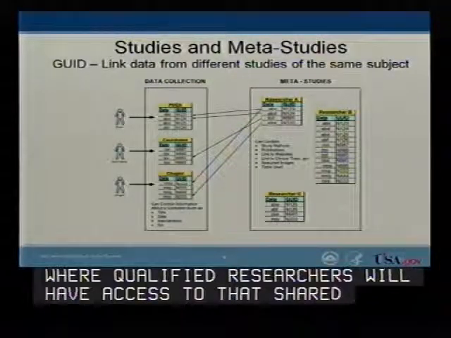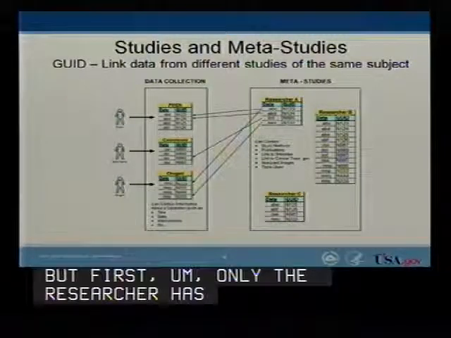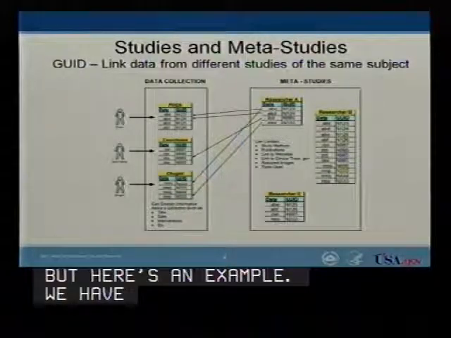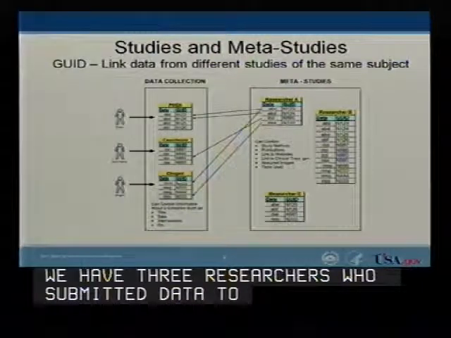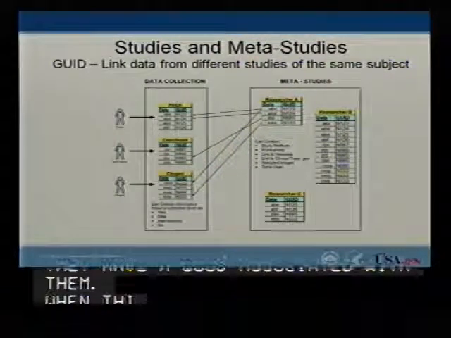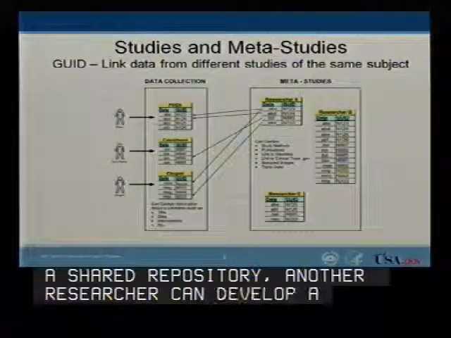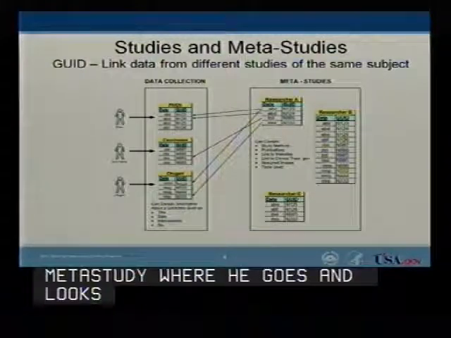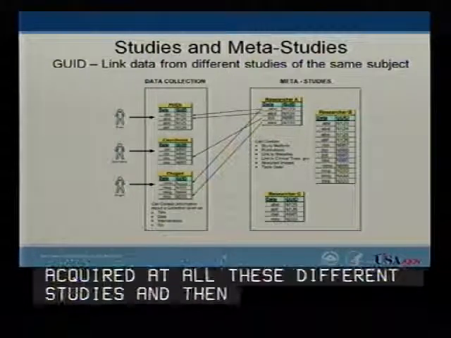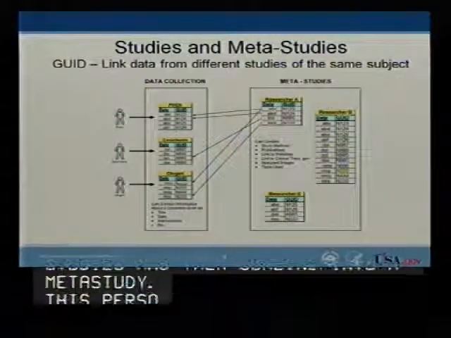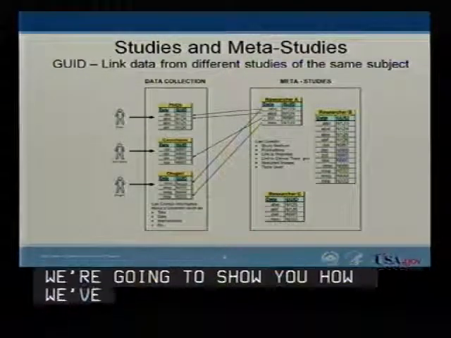But first, only the researcher has access. But here's an example. We have 3 different researchers who have submitted data to ENDAR. The subjects each have a GUID associated with them. Eventually, when this data has been moved to a shared repository, another researcher can develop a meta study where he looks at subjects that were acquired at all these different studies and then combined into a meta study. But you notice that this person down here, subject, has the same ID as this one, and we're going to show you how we've developed that method for associating that ID to a subject.